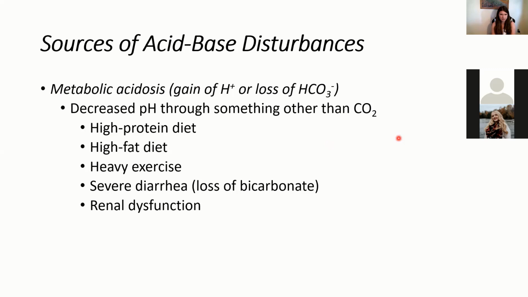So that's respiratory acidosis and alkalosis. When we talk about metabolic acidosis and alkalosis, what we're really going to track is directly those hydrogen ions, or on the flip side, bicarbonate ions. So remember that bicarbonate ions are actually kind of like a buffer for hydrogen ions.